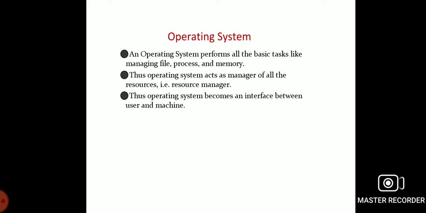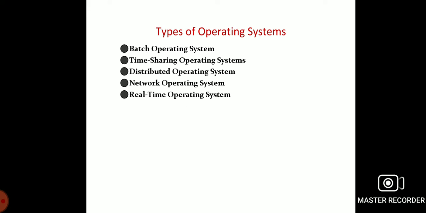Now, what are the different types of operating system? It is a different category. First one is the batch operating system. Second one is the time sharing operating system. Third, the distributed operating system. Fourth, the network operating system. And finally, the real time operating system.